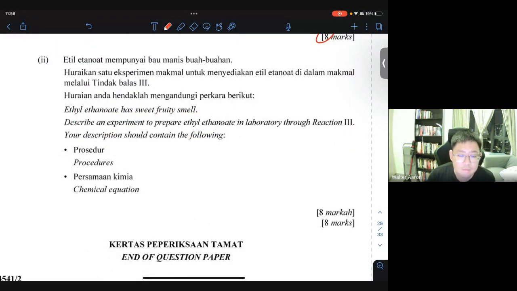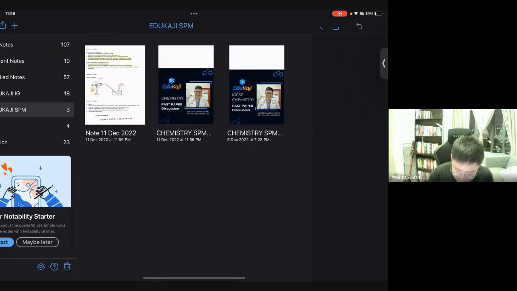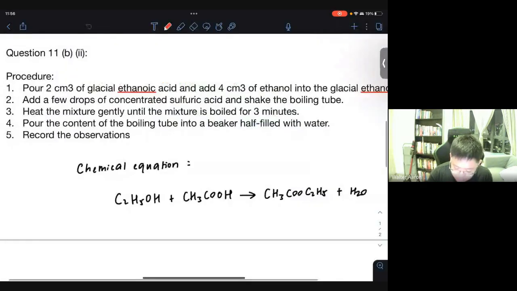Ethyl ethanoate has a sweet, fruity smell. Describe an experiment to prepare ethyl ethanoate in a laboratory through reaction number 3. A description should also contain the following procedures as well as the chemical equation. For procedure-wise, it's very simple. Okay, I've already prepared for you to answer. In this case here, you can just write, the procedure is very simple.